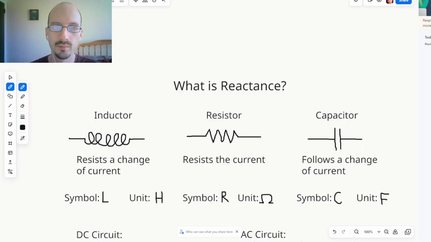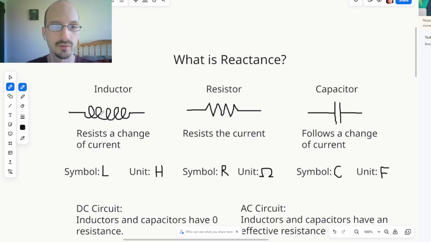Moving on, we're now looking at a new concept called reactance. So in a DC circuit, a resistor has resistance. In an AC circuit, because the voltage is varying with time, inductors and capacitors also have effective resistances called reactances. So here you can see the three main components of an RLC circuit. We have the inductor. It resists a change in the current. Its symbol is L, and its unit is henries.